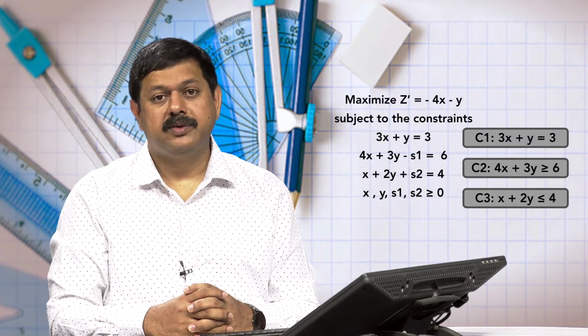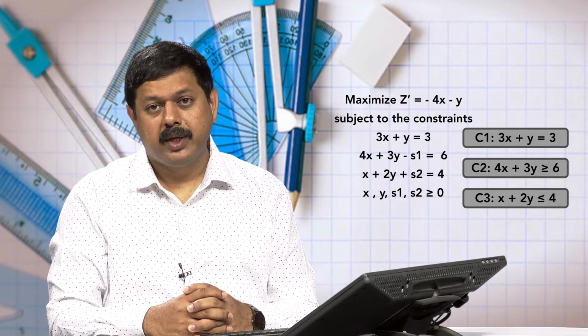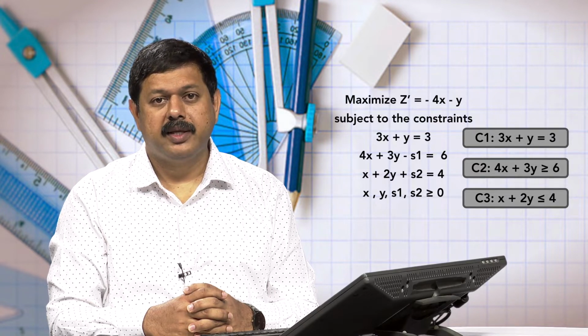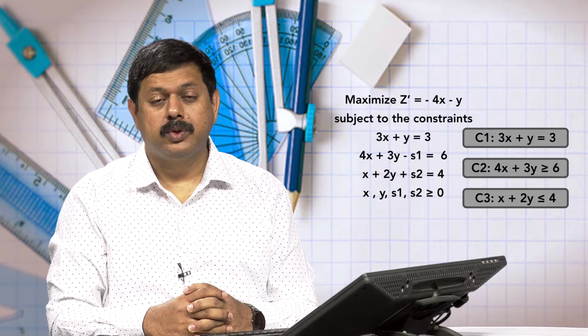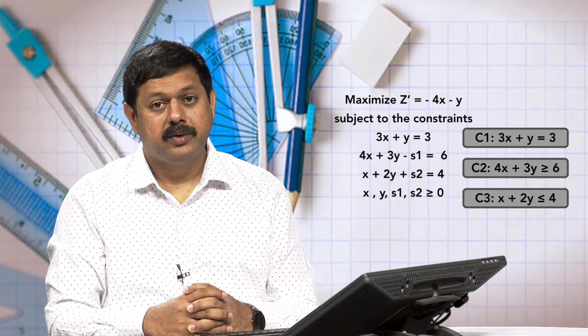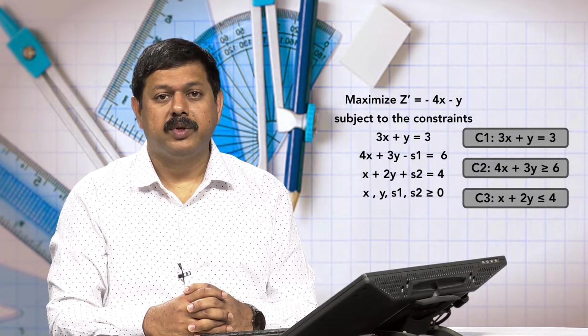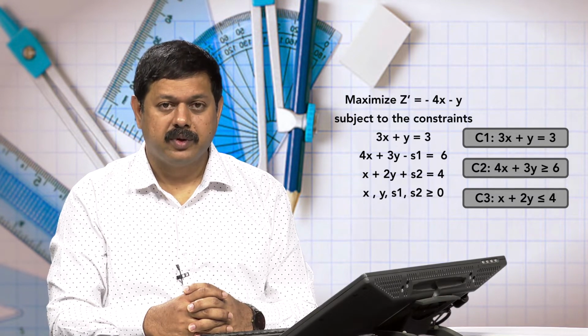In the third constraint C3 representing x plus 2y less than or equal to 4, the left hand side x plus 2y is smaller than the right hand side value 4. So, by adding s2 greater than or equal to 0 with x plus 2y, we get the equation x plus 2y plus s2 is equal to 4.